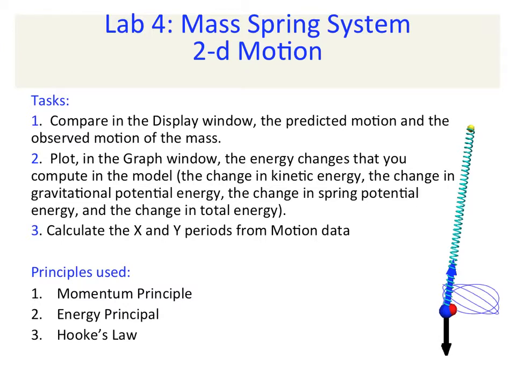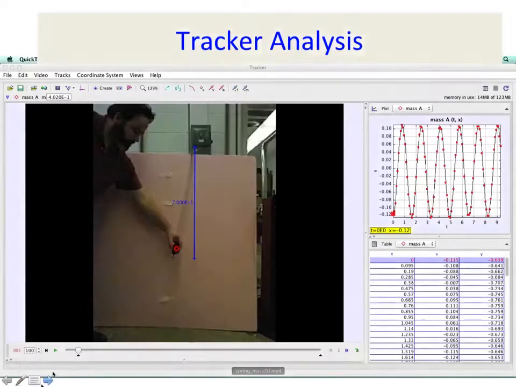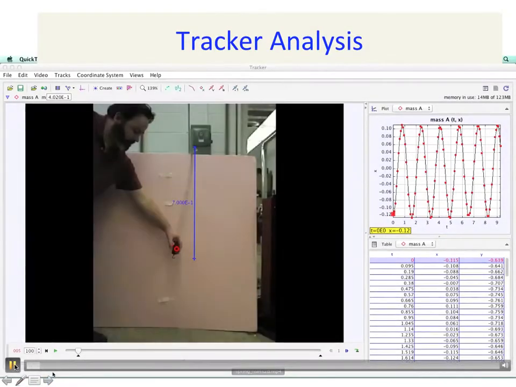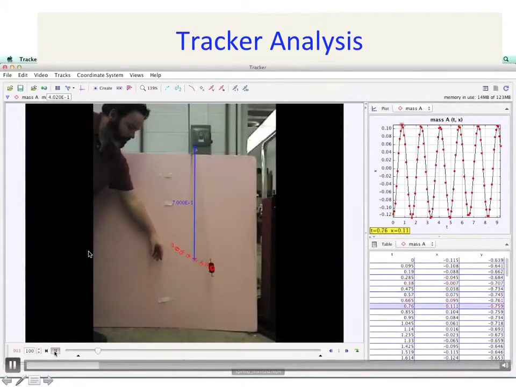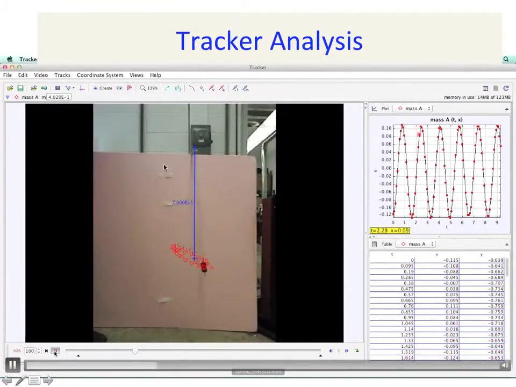And then we had to calculate both the x and the y periods from the motion data. The principles used were the momentum principle, the energy principle, and Hooke's law. So this is the tracker analysis. We accumulated the data, we plotted both the X and the Y, and this is the data table, which was then exported out as a CSV file.